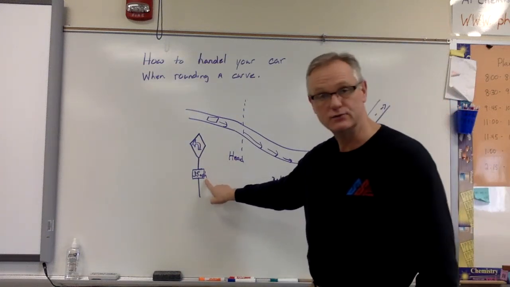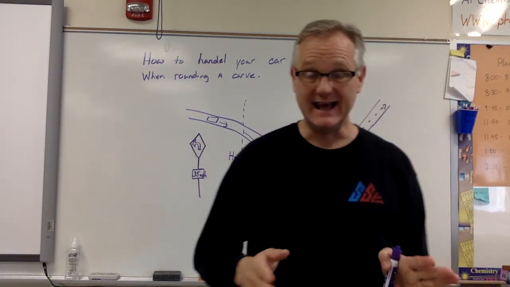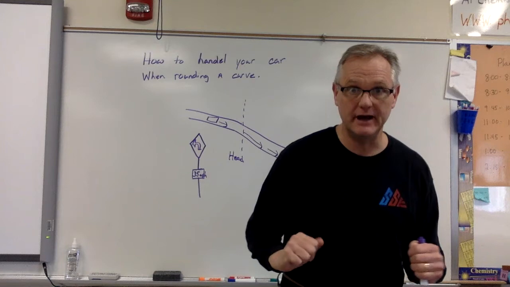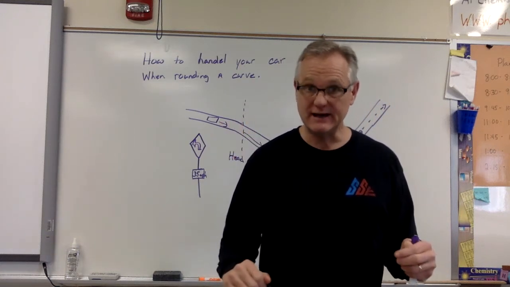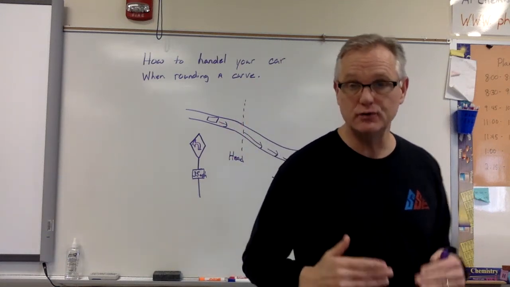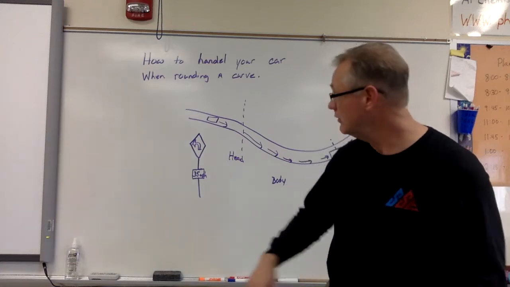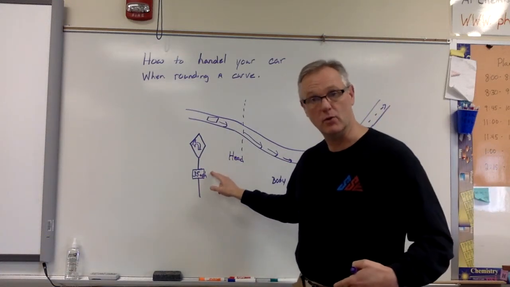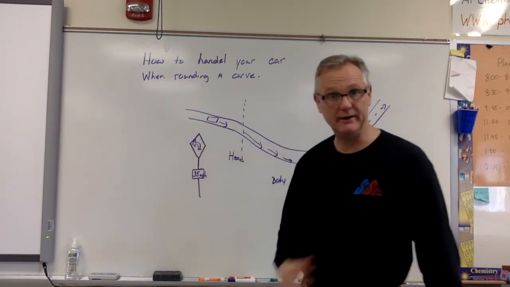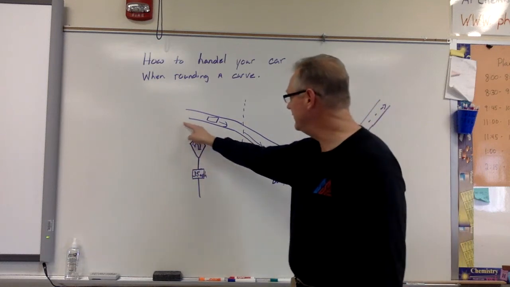This is when the state of North Carolina says, hey, guys, we have that 5% coming up. That 5% says that sometimes the curves are just too sharp, so we have to slow down even more. So the posted speed limit is 45 miles per hour, and I'm coming into the curve.